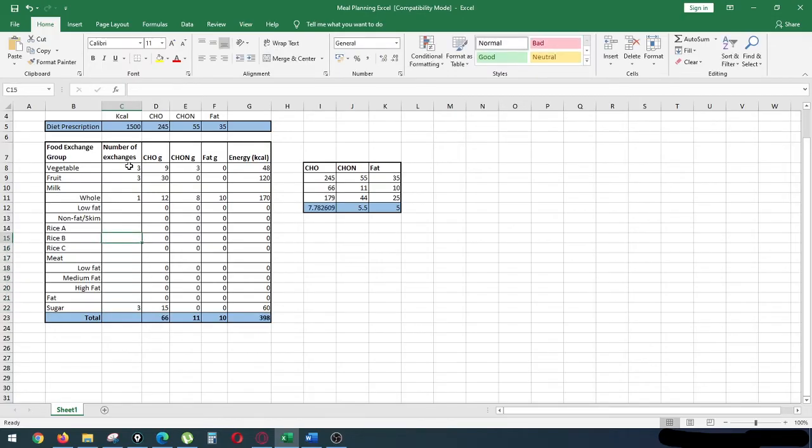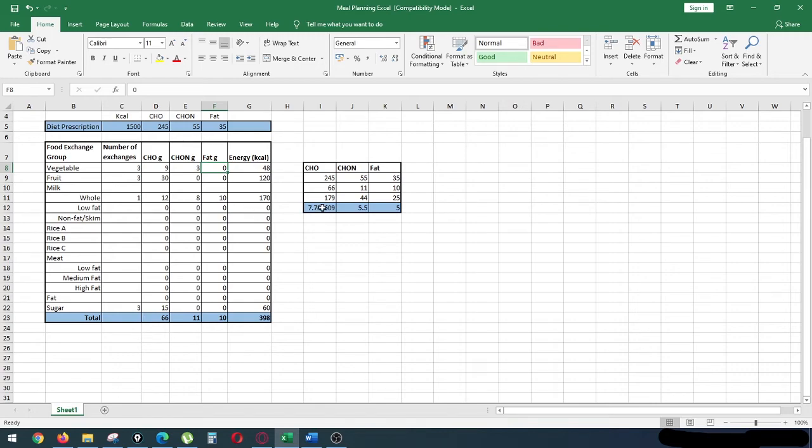You notice here that we are still following the same procedure as we did with the manual calculation of the meal plan. But this time, we don't have to calculate anymore per macronutrient because I have already entered the formula so that it will just automatically calculate the carbohydrates, the protein, and the fat in the table.